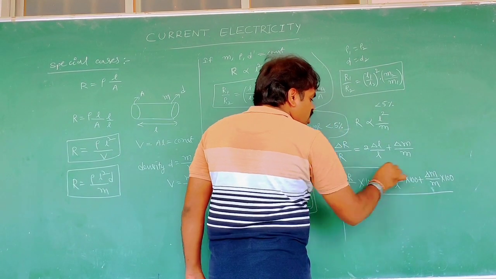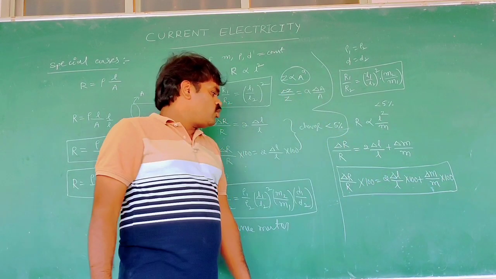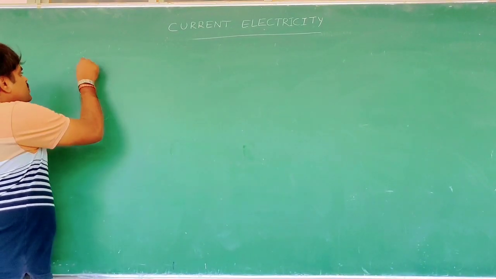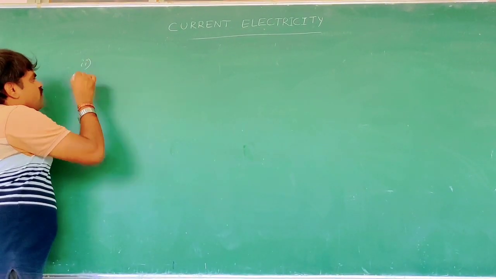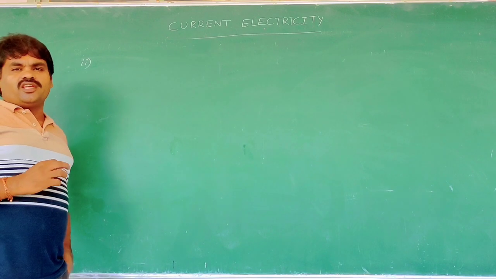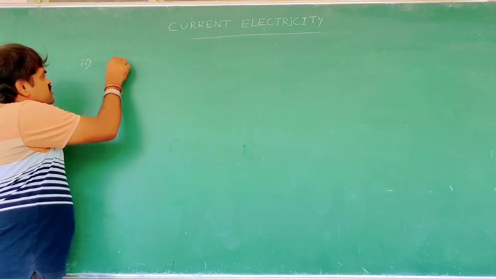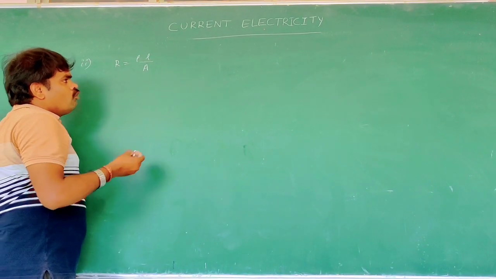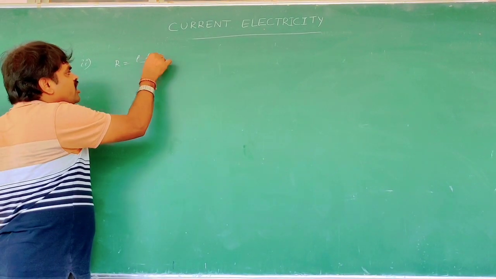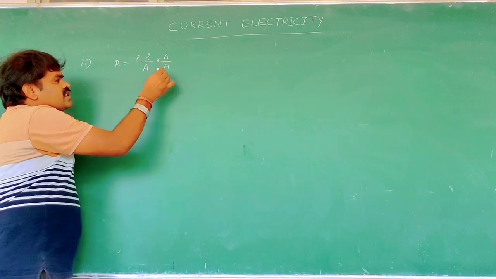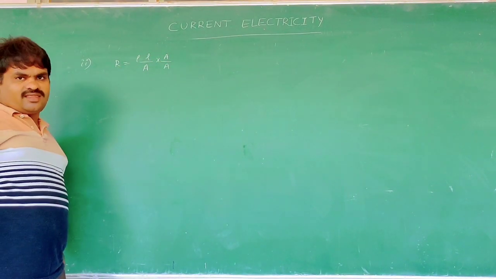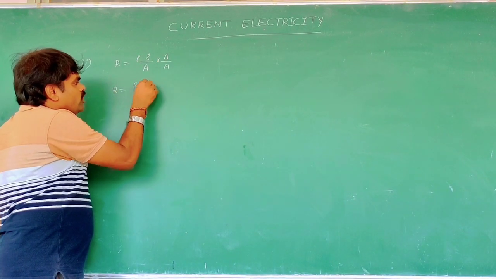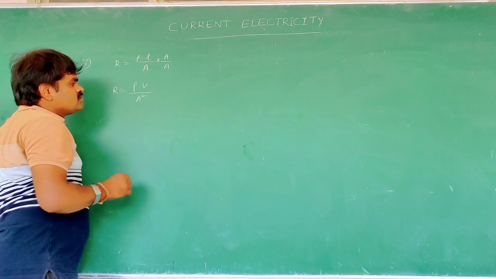By using this formula, we are measuring the total error in the measurement of the resistance. The second case is in terms of the cross-sectional area of the conductor. That is, the resistance R is equal to rho L by A. Now we multiply and divide by area, whereas before we divided and multiplied by length. Now here R is equal to rho V by A square.